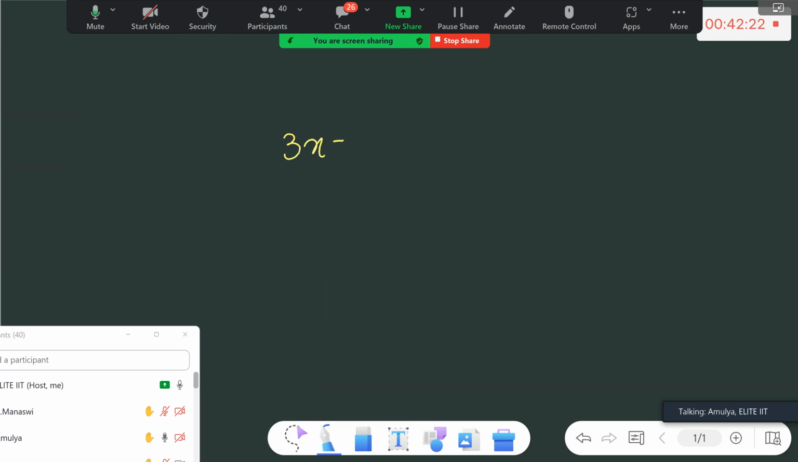No, it was 3x plus 10 equal to 76, isn't it? Amulya, it was like this, isn't it? 3x plus 10 equal to 76. Did you note it down? So this line, isn't it? 3x plus 10 equal to 76.